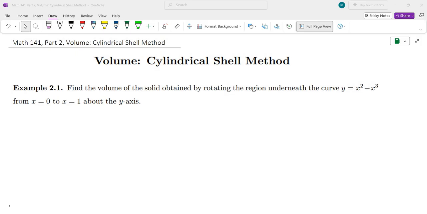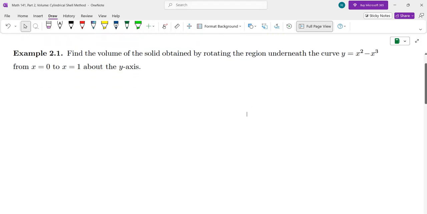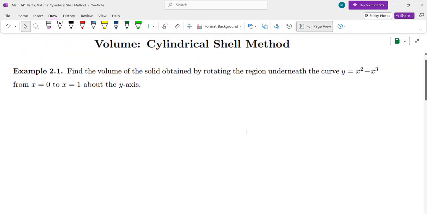Find the volume of the solid obtained by rotating the region underneath the curve y equals x squared minus x cubed from x equals 0 to x equals 1 about the y-axis. First, we're going to attempt to solve this problem using the methods we have learned before, the cross-section method. So first we have to graph this.